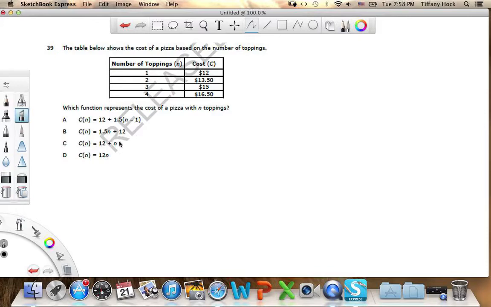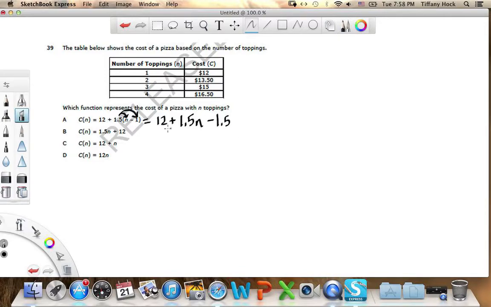Now, if you look at these expressions, B, C, and D look pretty normal, but C has this weird notation here. So what we want to do is get this simplified, because they have something times something in parentheses. We don't need that on here. So let's simplify this out a little bit. That'll equal 12 plus, and we have 1.5 times n minus 1, so I do 1.5 times n, which gives me 1.5n. And then I do 1.5 times negative 1, which is minus 1.5.